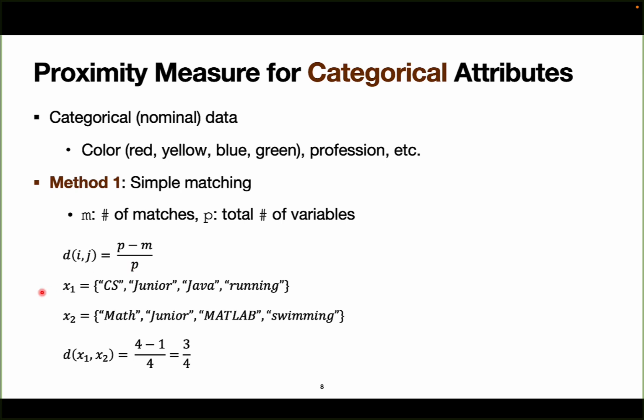And here's an example. X1 and X2 represent students: CS, Junior, Java, running, and Math, Junior, MATLAB, and swimming. So there is only one match. So the distance is going to be 4 minus 1 over 4, which is 3 over 4. So these two objects don't seem to be similar. 3 over 4 is closer to 1 than 0. If they were identical, it would be a 0 distance.